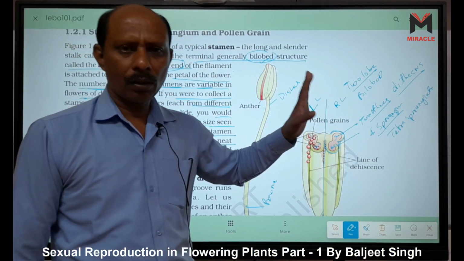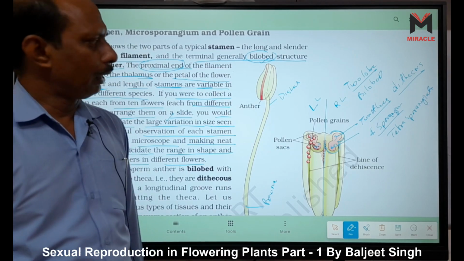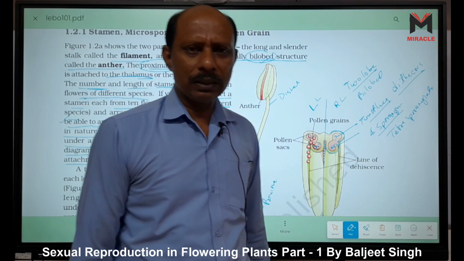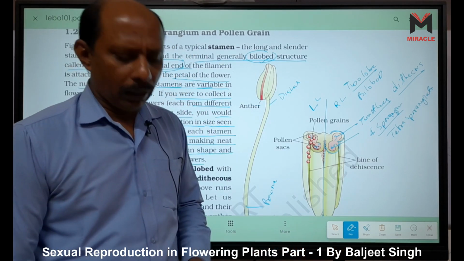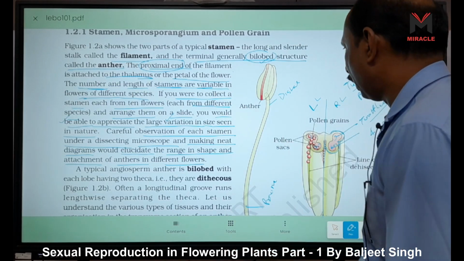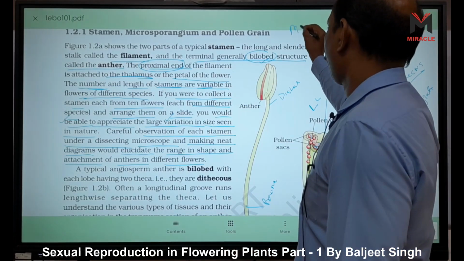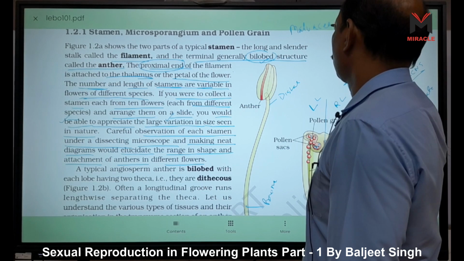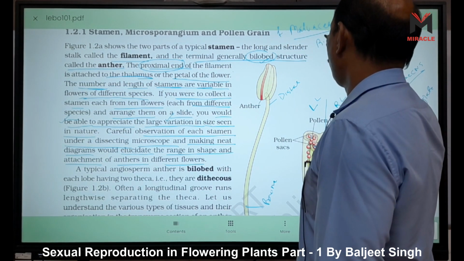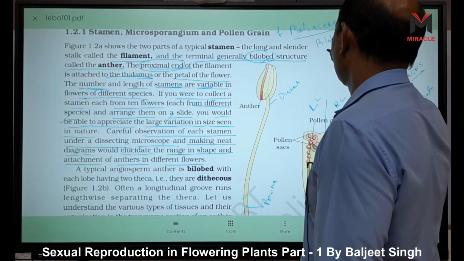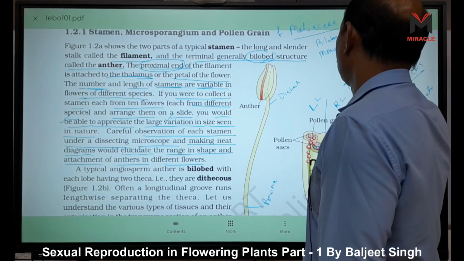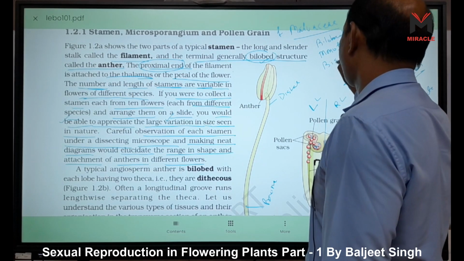Mostly the angiosperm anthers are bilobed, dithecous and tetrasporangiate. But not all, because one exception is there, that is the family Malvaceae. In family Malvaceae, what happens? Here the anther is bilobed, monothecous and bisporangiate.